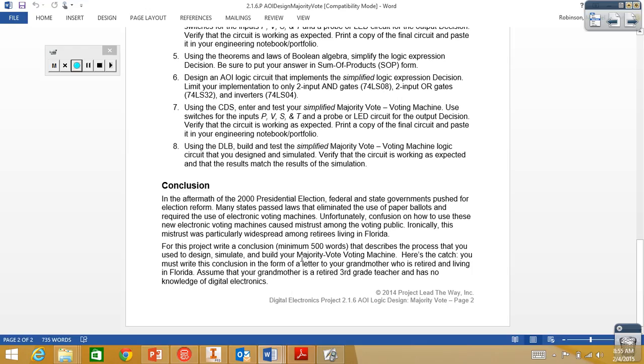Again, 500 words, to include pictures of your breadboard, pictures of your circuit design software circuit as far as Multisim, and you should also include something along the lines of a truth table that shows her what you actually did. So a picture of the truth table, a picture of your Multisim circuit, and a picture of the actual board, the breadboarding.